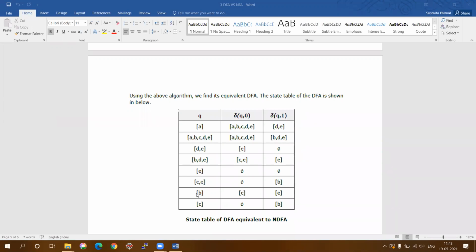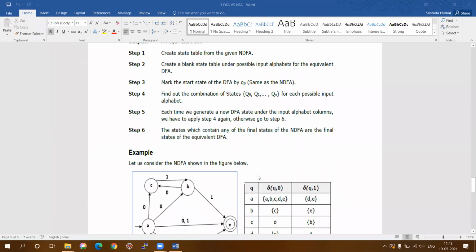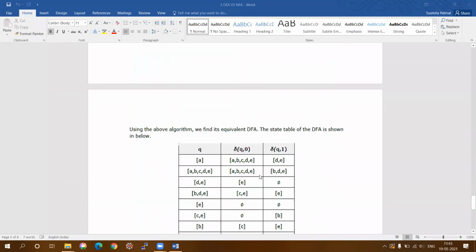So I am again considering B for the corresponding transition of B. And here as the C is coming, so we are looking for the transition from C using 0 and 1 as well. So from C, it is going to nowhere, that's why it is phi. And using 1 from C, it is going to B, state number B. Okay. This is the total conversion from NFA to DFA.